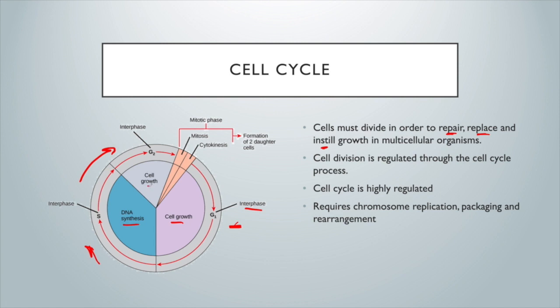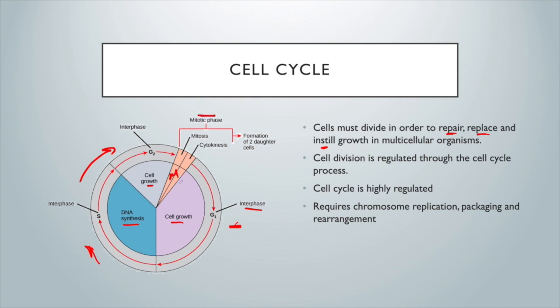In G2, cell growth is occurring, but this cell growth is really occurring simply through expression of proteins associated with mitosis. So we're going to have to make a lot of microtubules and kinetochore proteins. All of those proteins, structural and non-structural, that are associated with a cell dividing are going to be produced in G2. And then at the end of G2, we move into the mitotic phase or the M phase.